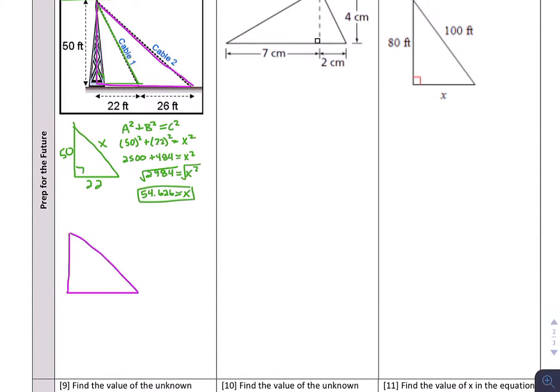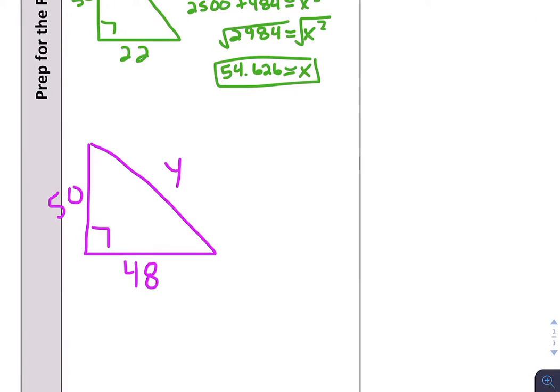So redrawing our triangle, the tower is still 50 feet tall. The cable we're still trying to find, I'll label that as a y, and then we need the distance on the bottom. Again, the temptation is to call this distance 26, but if you look at the original drawing, the bottom distance is given to us in two chunks, 22 and 26, and so it's actually going to be 48. It's the result of the addition. But once we've cleared that hurdle, now we're just back into our old friend, the Pythagorean theorem.